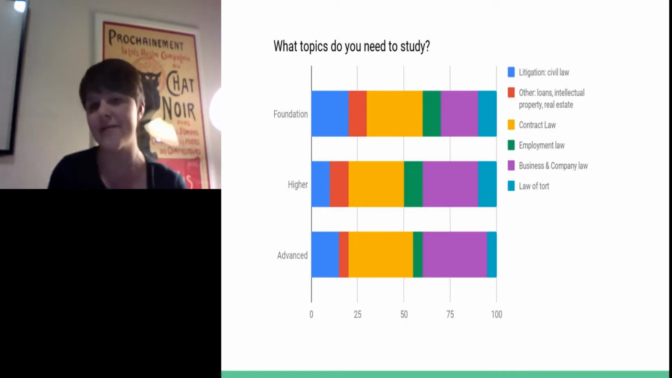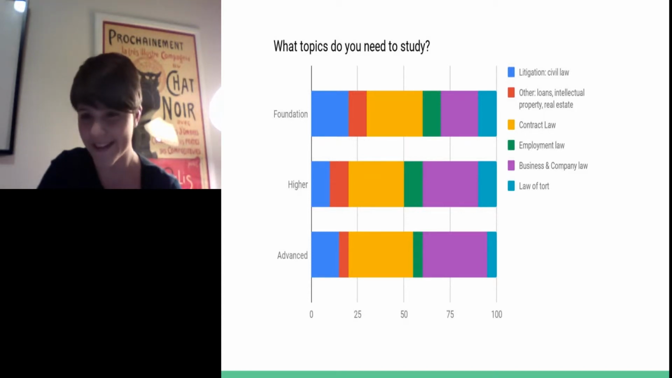Okay, so basically it's everything that happens in court. So this is a big part of the foundation exam. It is not so big in the higher and advanced. Then another big topic is contract law. Okay, so you got it right there. I cannot remember who said contract law earlier. But yes, contract law is a big part of this.